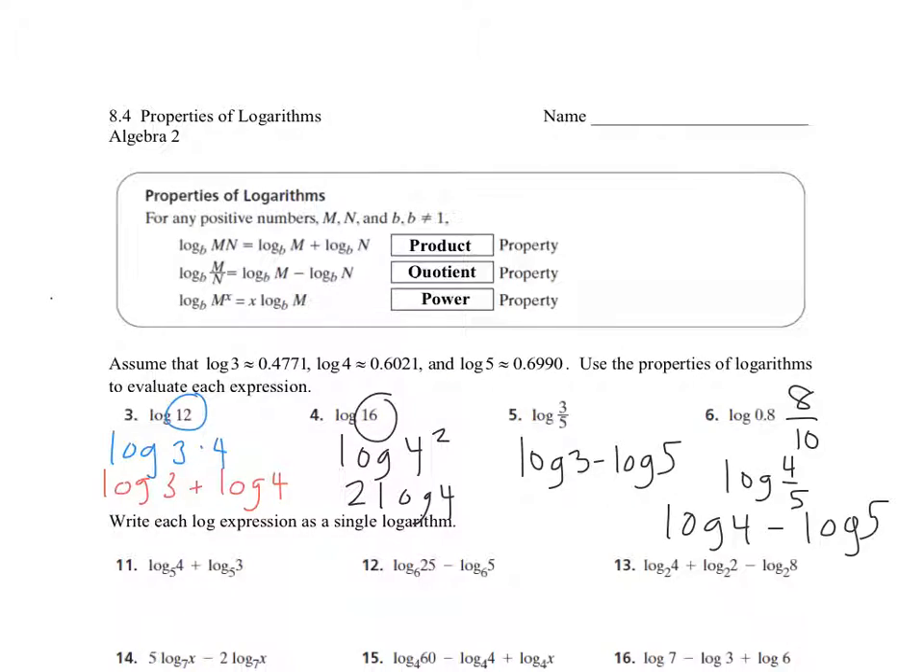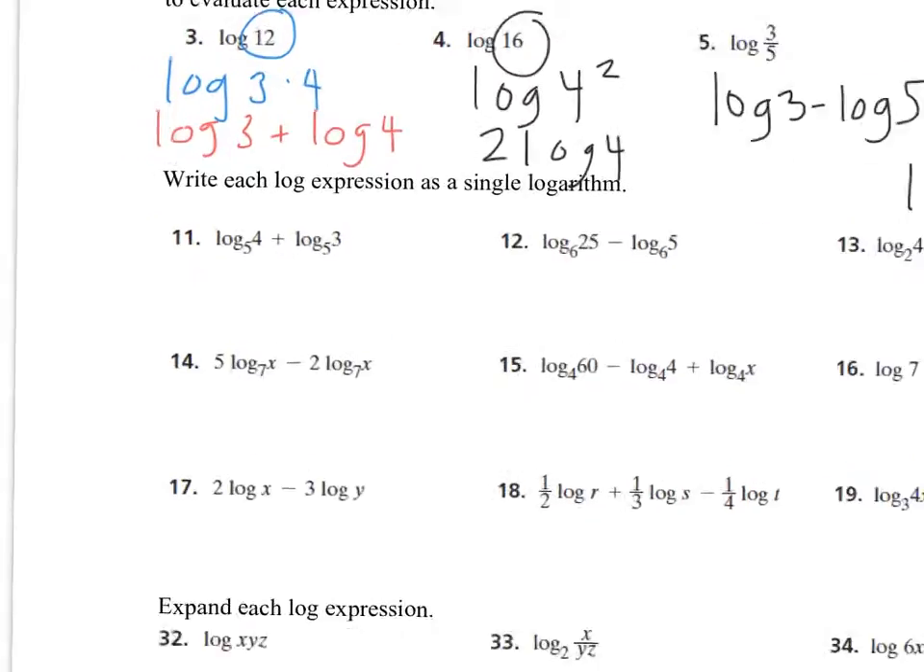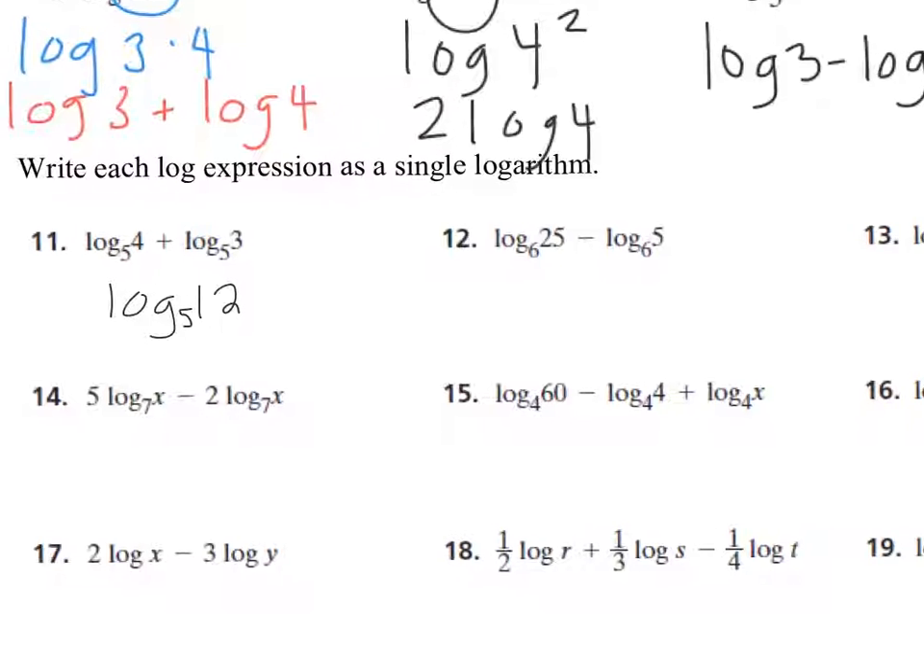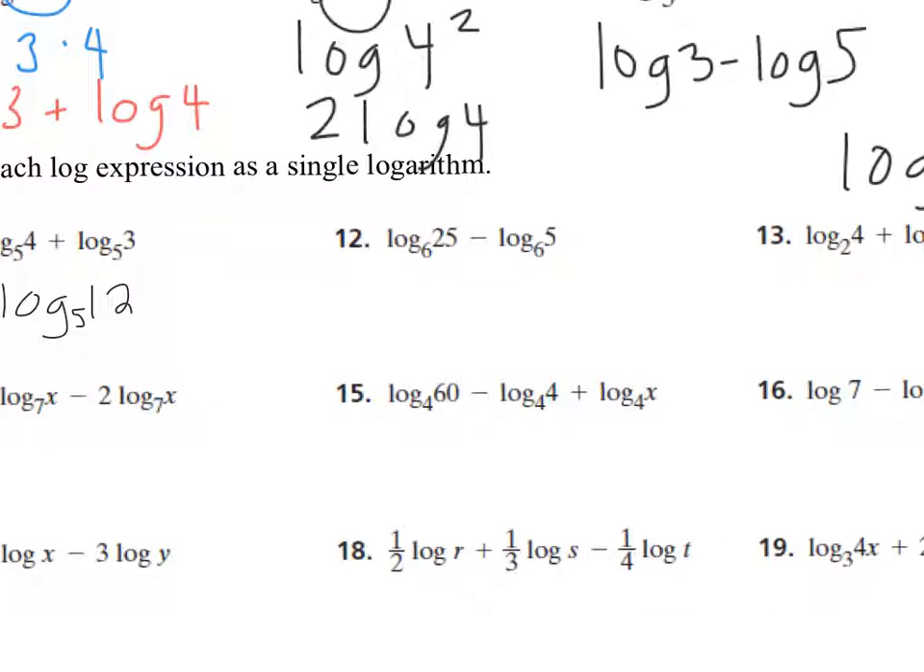So let's do more of these, writing as a single logarithm. So make sure they always have the same bases in order for you to combine them. So this has the same base of 5 and I'm adding. So this is going to turn into log of 4 times 3, which is 12. Keep the base 5.